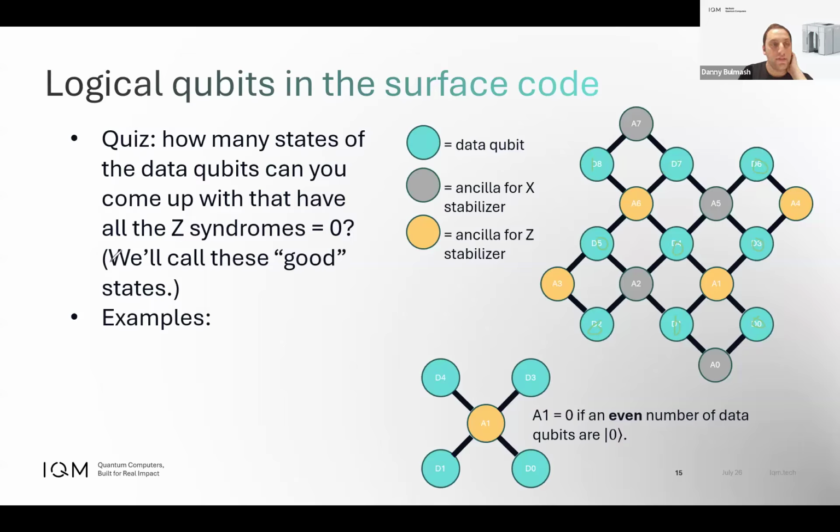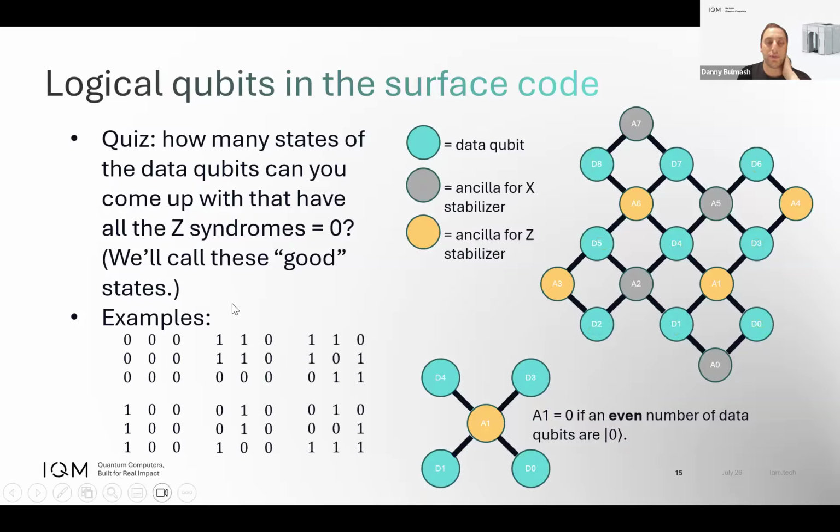And so there are actually many different states of the data qubits that have all Z syndromes equal to 0, but not all of them. So let me just show you a few examples. Each of these you can think of as a separate choice of states of the data qubits, right? So there's the all 0 state on this side. There's the 1111 state over here. Notice there's a little bit of a difference between these top and bottom ones here.